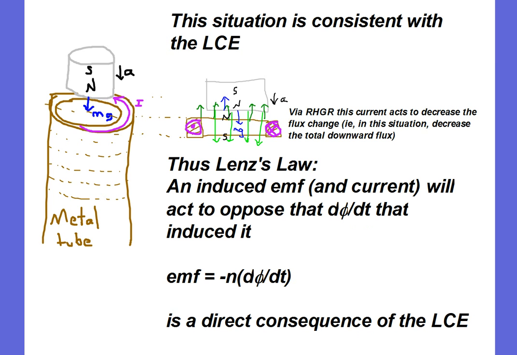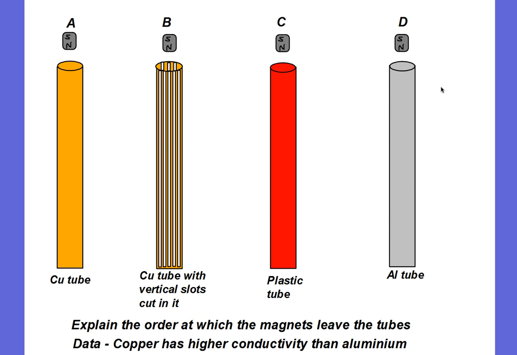Now, to see if you really understand Lenz's law, Faraday's law, the flux change in these tubes, a little question to ponder. I've got 4 separate tubes here, identically sized in diameter, identical lengths, and 4 identical magnets being dropped simultaneously through each tube. The first tube is a solid copper tube. The second tube is a solid copper tube, but it's had a whole series of slots cut into it along the length of the tube. The next tube is a plastic tube, and the last tube is an aluminium tube.